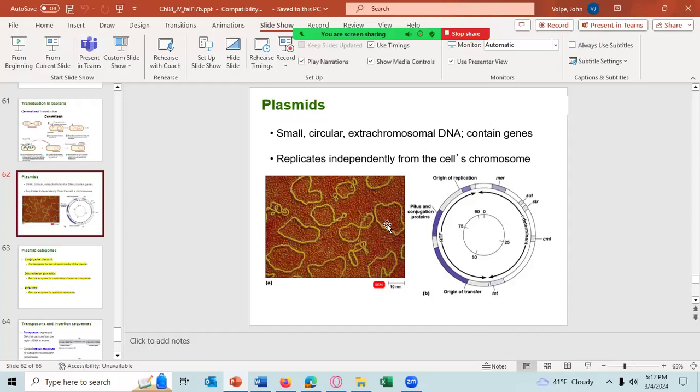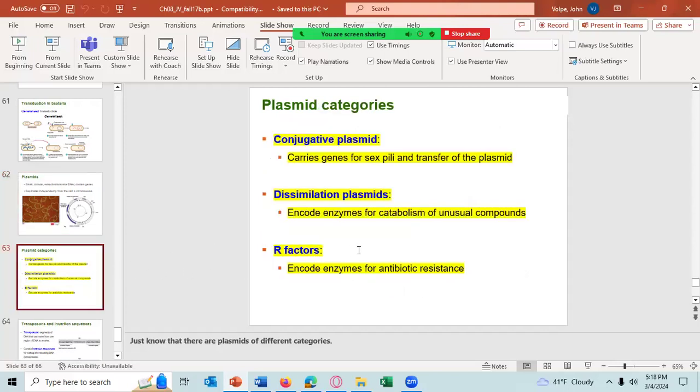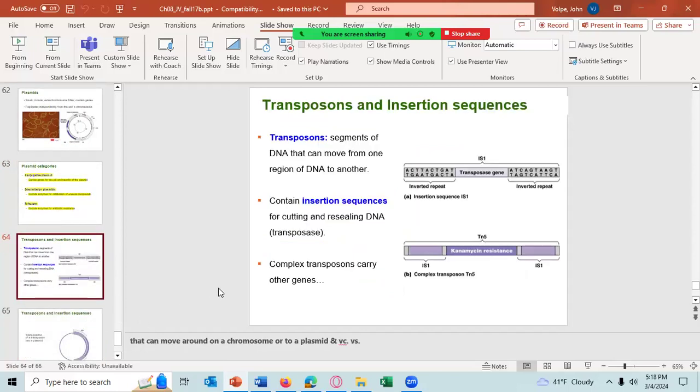So plasmids are important because if you have a plasmid, they are more likely to have the DNA move from one bacteria cell into another bacteria cell. There are different categories of plasmids. You don't need to know the names or what the categories are. Just know that there are different categories of plasmids. Any question about plasmids? If not, let's talk about transposons.